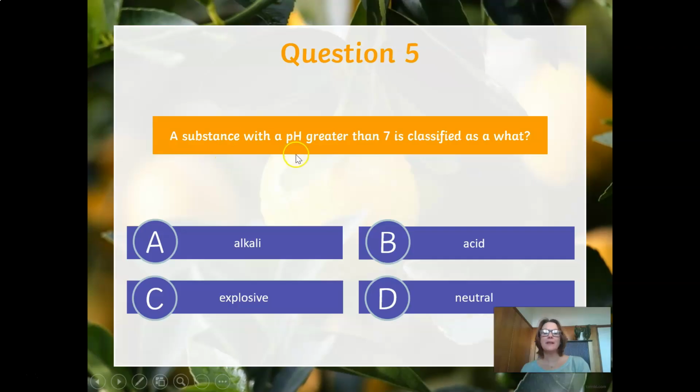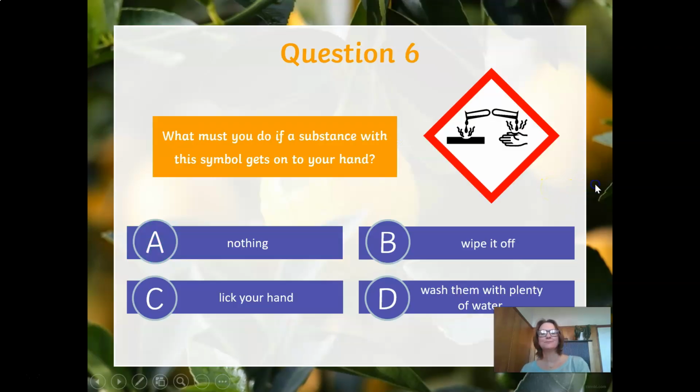A substance with a pH greater than 7 is classified as a what? So to the right of the pH scale, going this way, we had our A, alkalis, B, our acids, C, our explosives, or D, our neutrals. Remember, an alkali is a base that dissolves in water, so a pH greater than 7 is classified as an alkali. Imagine how funny it would be if I clicked on one of these and a red light came up and your teacher gets it wrong. Oh, that would be a bit of a moment for me.